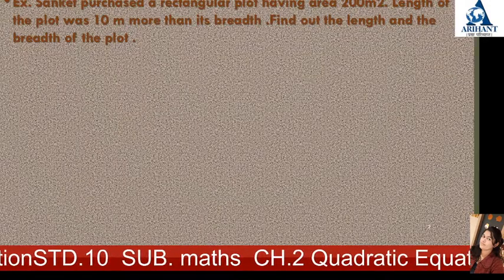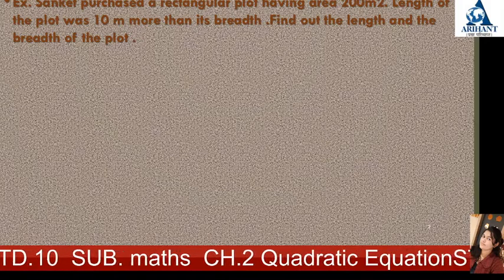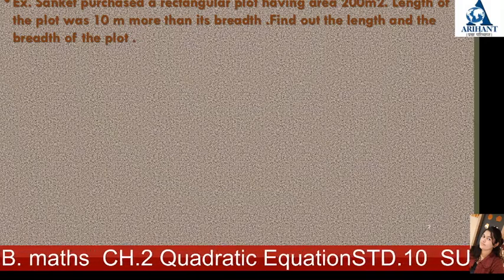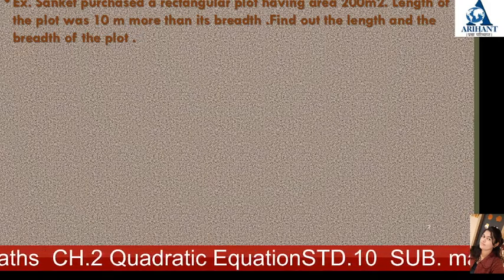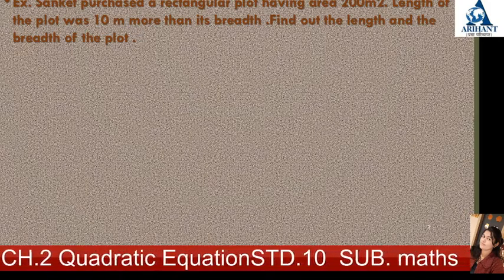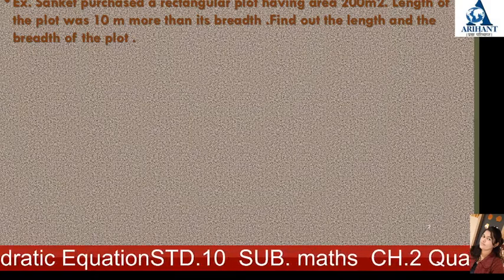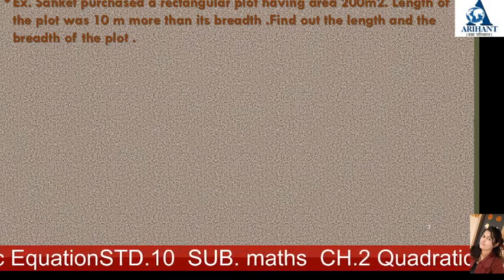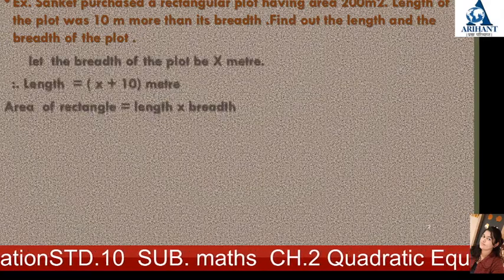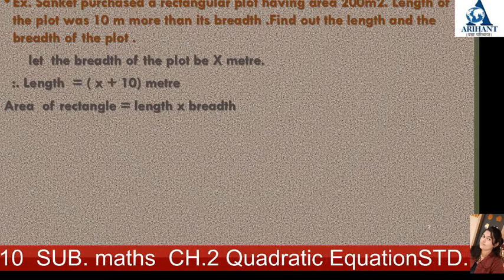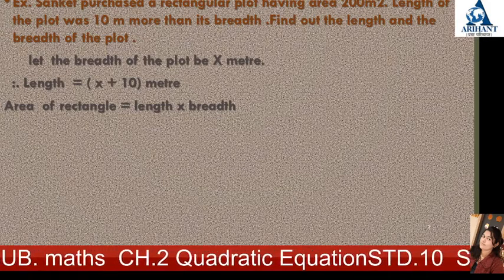Let's understand this example. Sanket purchased a rectangular plot having area 200 meter square. The length of the plot was 10 meter more than its breadth. Find out the length and the breadth of the plot.